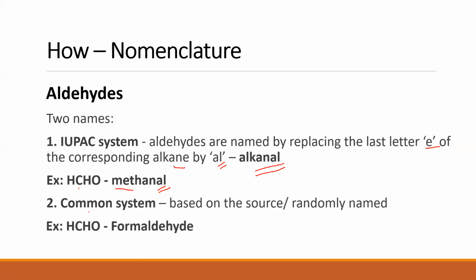Let's look at the common system. Now, in the common system, we said that the name is based on the source. Source can be anything. Source can be a place, it can be a person, it can be an animal, it can be anything. We name these compounds randomly, which means there is no particular pattern. There's no particular way in which we name these compounds. In the common system, they are just randomly named or named based on the source. Let's take an example. The same compound that we looked at here. This compound is called as methanal in the IUPAC system, whereas in the common system, it is called as formaldehyde.